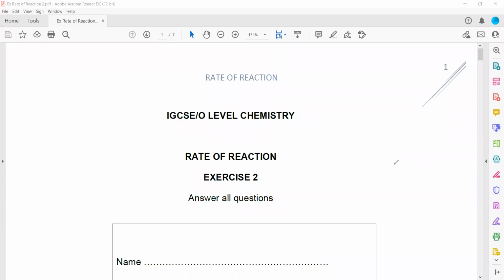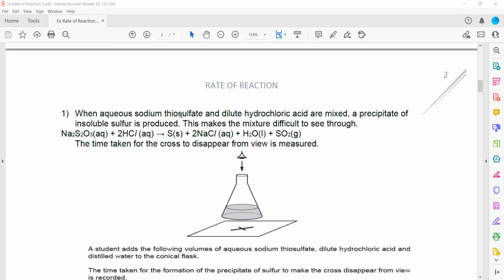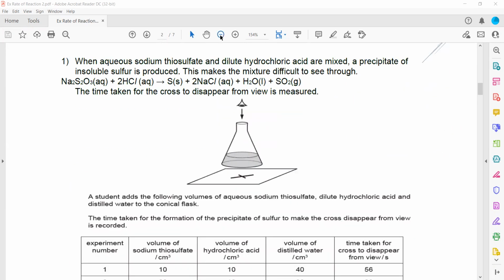This session is related to exercises from topic 7, which is about the chemical reaction, and the subtopics are rate of the reaction, redox, as well as reversible reaction. So the first part we will discuss the question related to rate of the reaction. This is exercise 2. Exercise 1 was about the MCQs, multiple choice questions, which we already discussed.